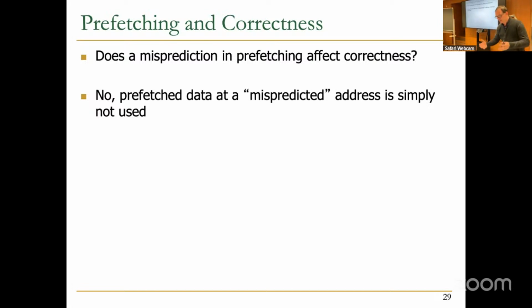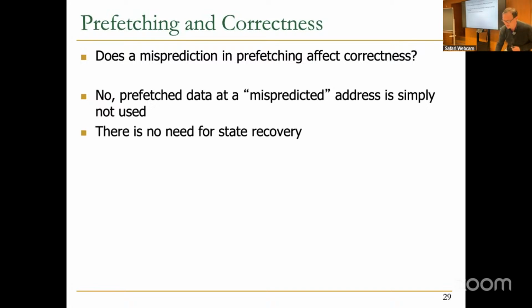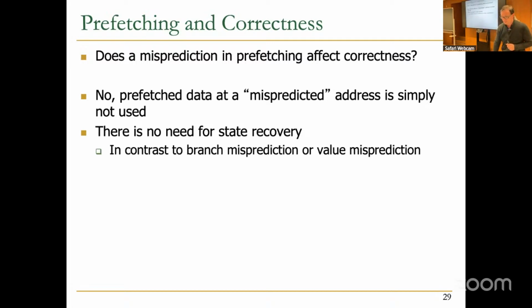Of course, you should really not change the architectural state with prefetching. Right? This is assuming that you don't change the architectural state. As a result, there is no state recovery. But if you mispredict a branch, for example, you go on the wrong path, and you have to recover to go on the correct path again. Right? Here, you just simply don't use the data that you fetch.